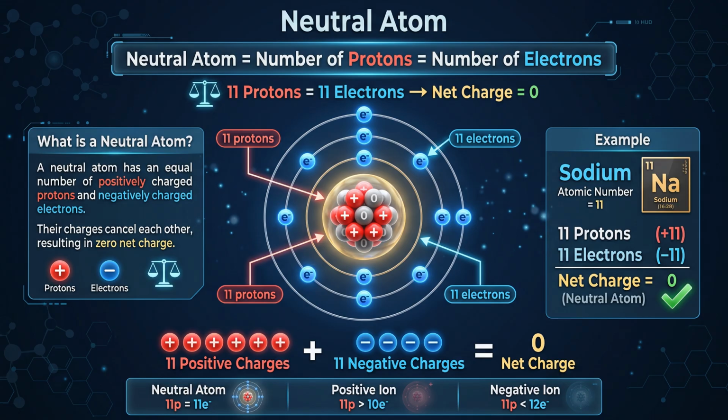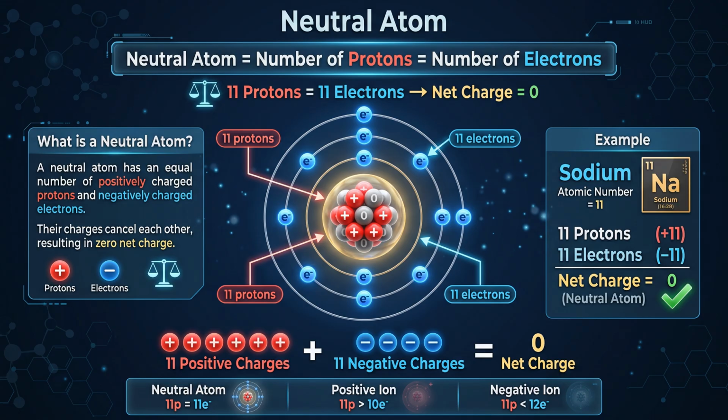The simplest rule to remember is this: in every neutral atom, the number of protons is always equal to the number of electrons. This relationship is extremely important because it allows us to determine the number of electrons in any neutral atom simply by looking at its atomic number. Since the atomic number tells us the number of protons and a neutral atom has an equal number of electrons, the atomic number also tells us the number of electrons in a neutral atom.